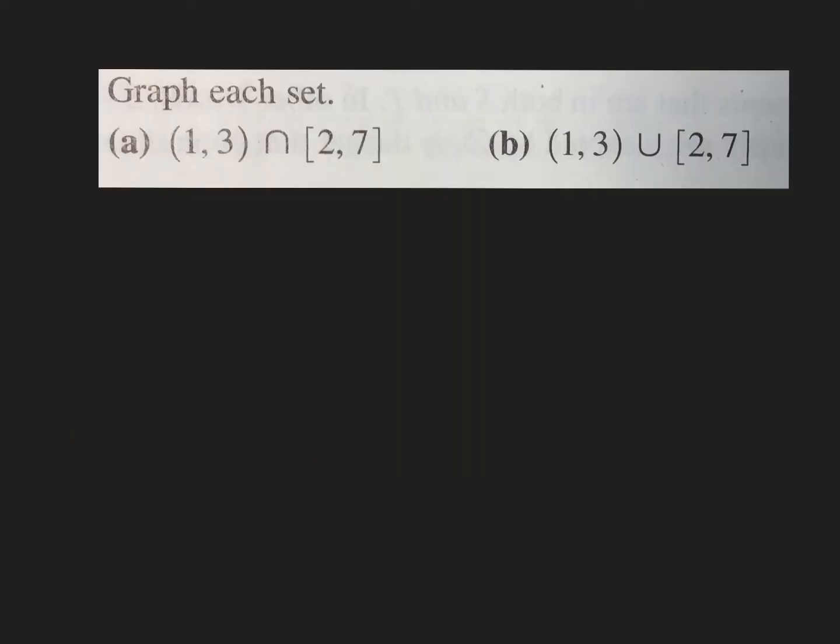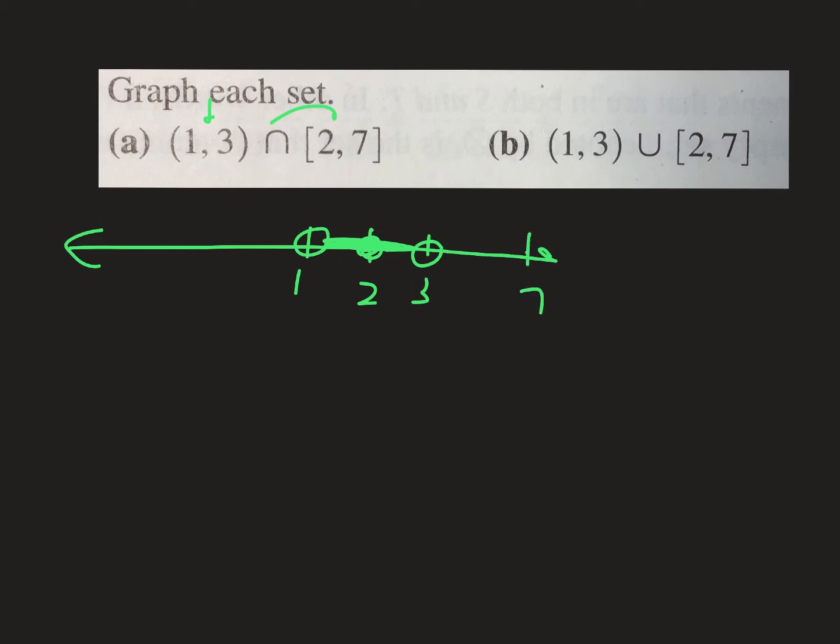All right, graph. Let's go ahead and make a little number line here. It says graph between 1 and 3. Now notice there are parentheses, so I'm going to put a 1 here and a 3 there, with empty circles because there are parentheses, and I would shade right there. Now it says intersects 2 to 7, right? 2 would be here, a filled-in circle because of the bracket. 7 is over here, filled-in circle.